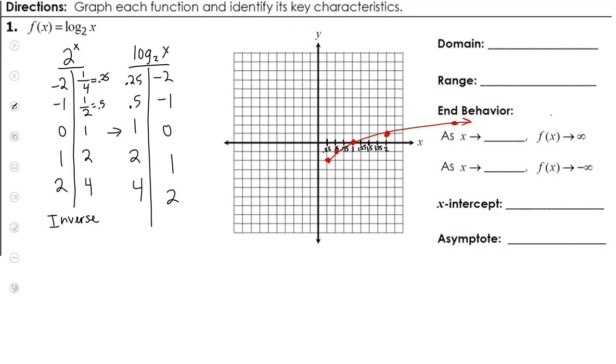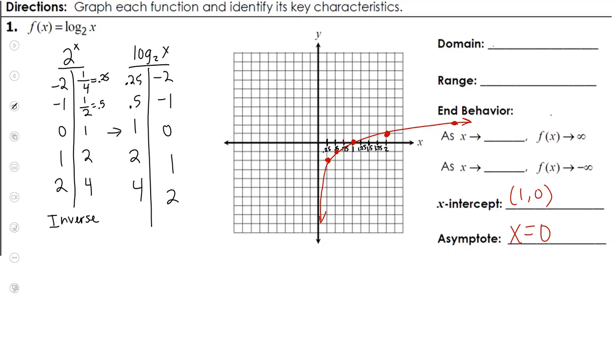Where is my asymptote? Yep, this will continue to get closer and closer. So your asymptote crosses the x-axis at 0. Okay, it did not move left or right, so this is still your parent function. Okay, your x-intercept, we said, is 1, 0.